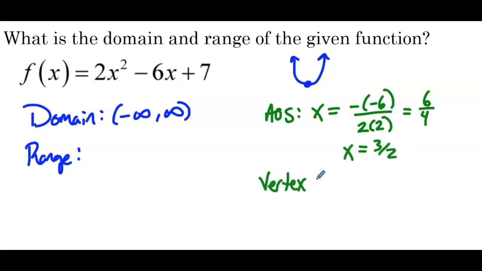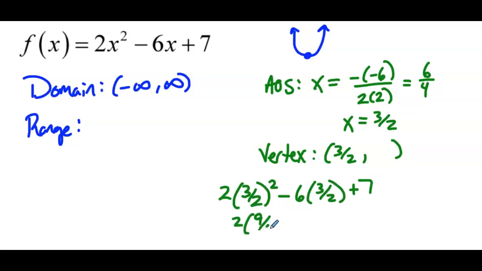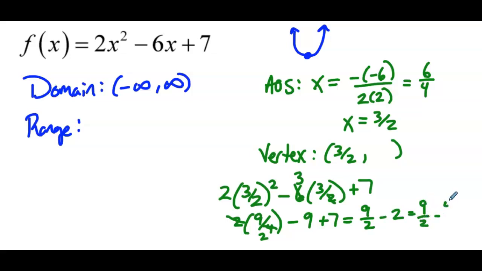Now we need to find our vertex. So x is 3 over 2. We need to figure out the y value. Again, we have some work cut out for us. So we have 2 times 3 over 2 squared minus 6 times 3 over 2 plus 7. So we have 2 times 9 over 4 minus, let's see, 6 and 2 cross out, that's a 3, so minus 9 plus 7. 2 and the 4 cross out, so we have 9 over 2 minus 2, which is 9 over 2 minus 4 over 2, which is 5 over 2.